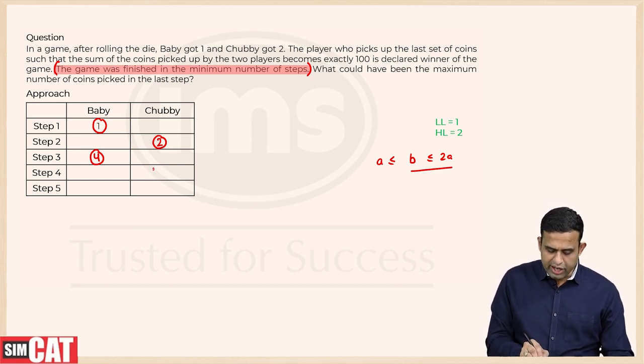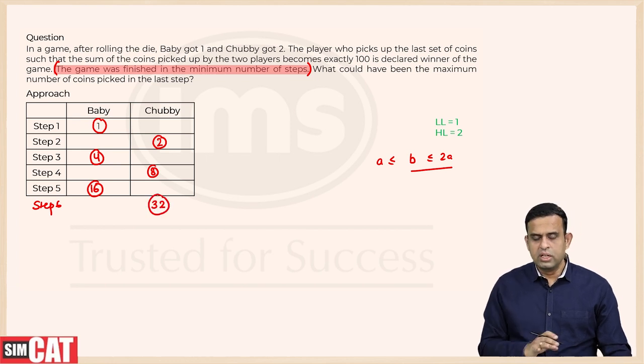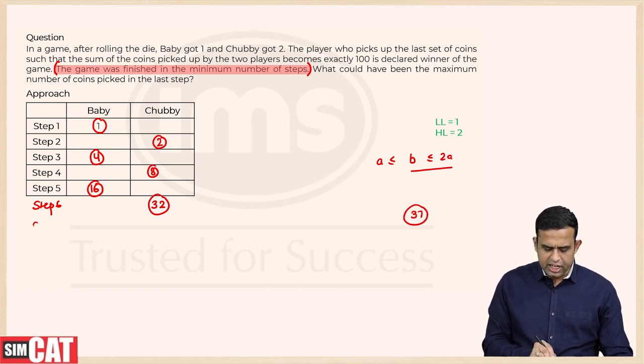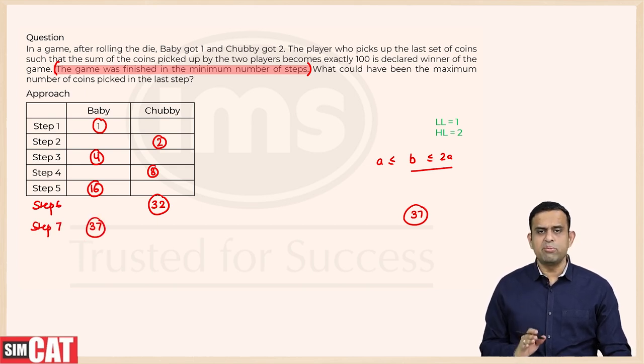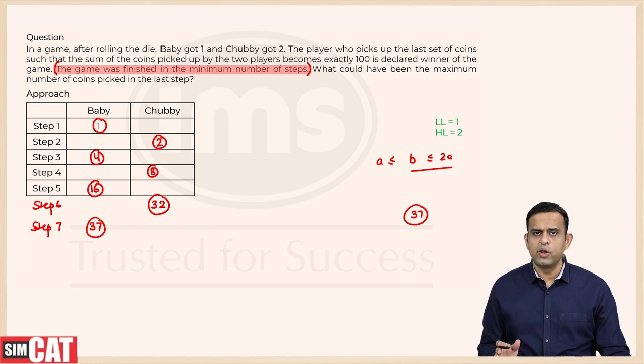In step number 4, I can pick 8. In step number 5, I can pick 16. In step number 6, I can possibly pick 32. The sum right now, as you can see, will become equal to 63, which means I need to pick another 37, and that is possible in step number 7. So the game can end in this particular scenario in a minimum of 7 steps.